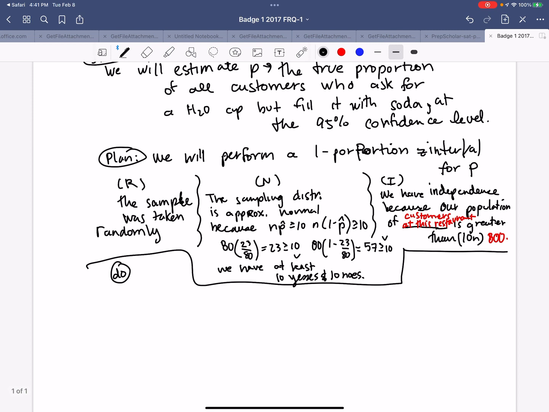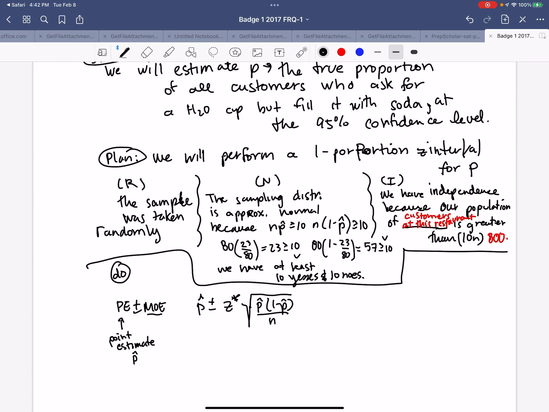So we have our general formula. And we have our specific formula. Notice this is our point estimate. We get that off of our calculator. Our p-hat, right? Notice the margin of error we get off our calculator. So our specific formula looks like this, right?